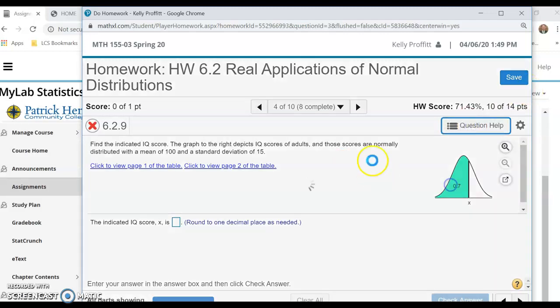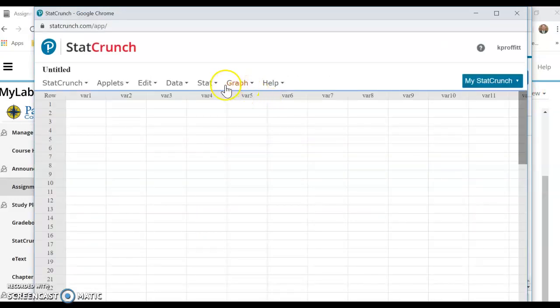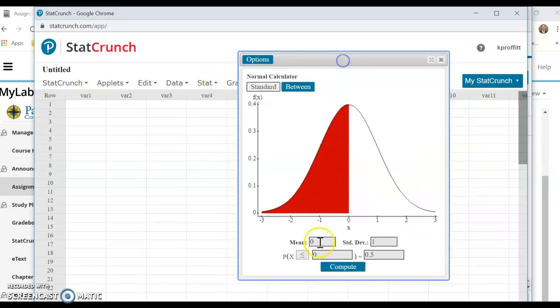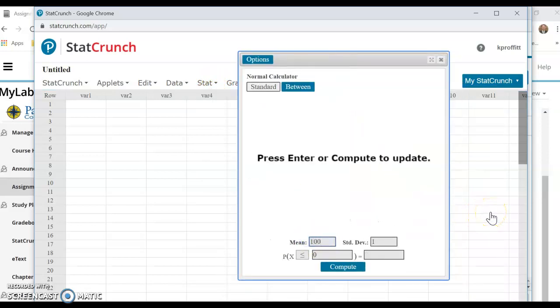So we're going to go to StatCrunch. Again, we're going to go to calculator, normal. We have to physically type in our mean of 100 and our standard deviation of 15. And this time they want to find the cut score, this number here, when the area to the left of that cut score is 0.7. So we're going to type in 0.7 here, and the x value, the IQ score, the cut score, is going to fall here.